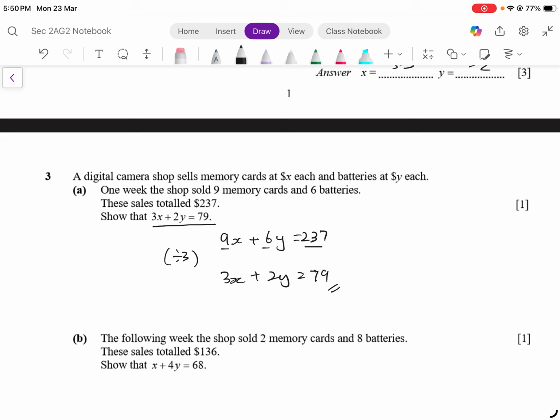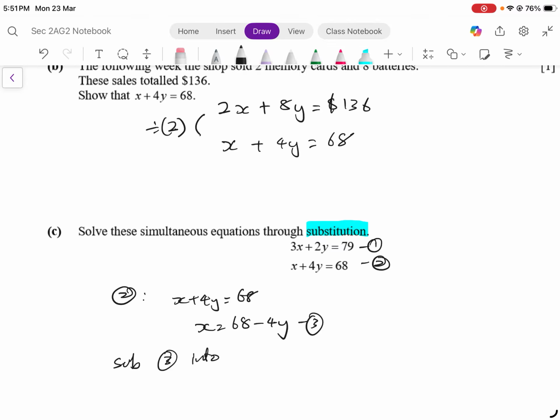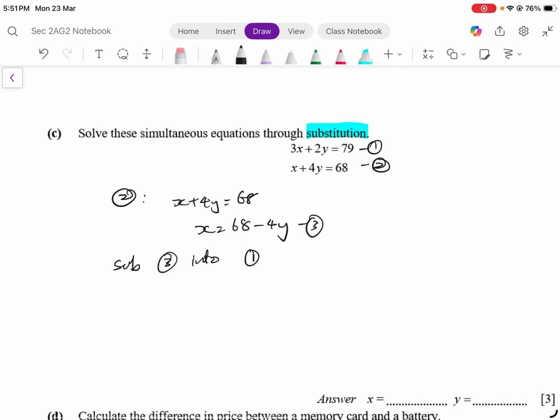Usually at end of year or end of level papers they won't specify the method, but this one they specify. So equation 1, equation 2. From equation 2, I get x plus 4y equals 68, so x equals 68 minus 4y. This is equation 3, so sub 3 into 1. I will get 3 bracket 68 minus 4y plus 2y equals 79.